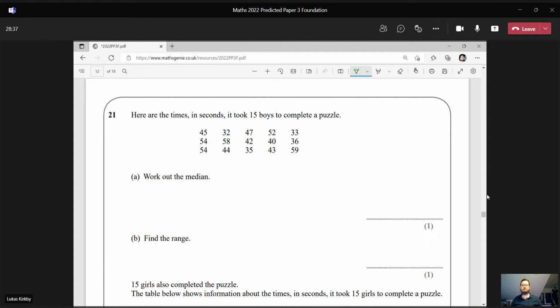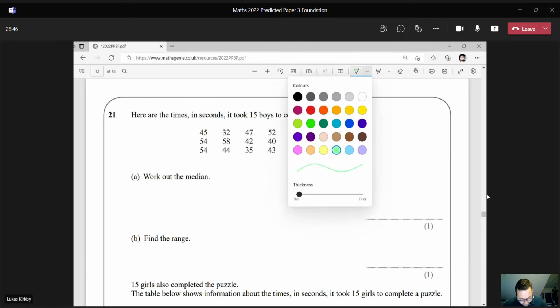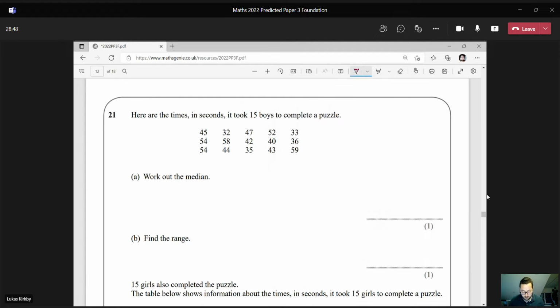Okay, so number 21. Here are the times in seconds it took 15 boys to complete the puzzle. Work out the median. Okay, so for the median we're going to want to write all of these in order. So let's just be super careful about this.